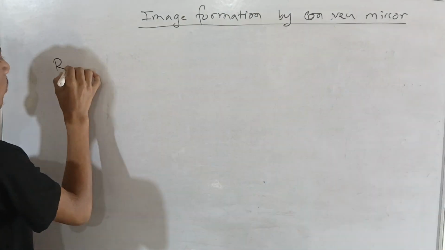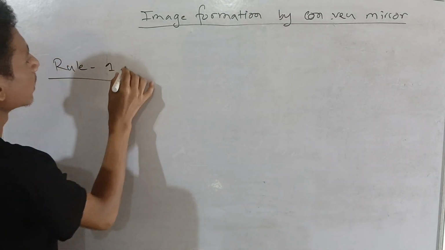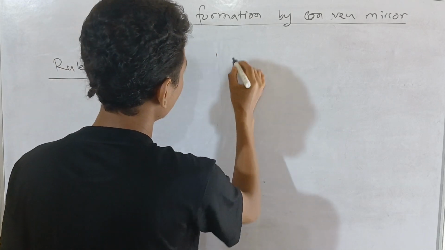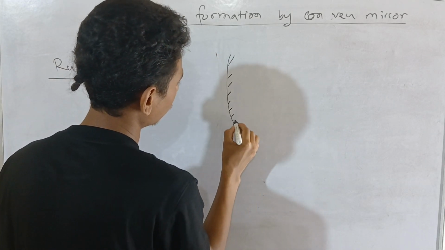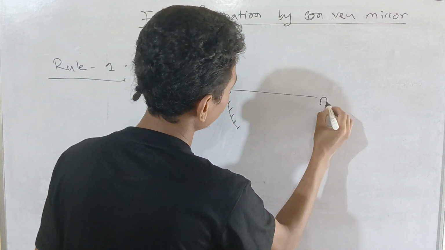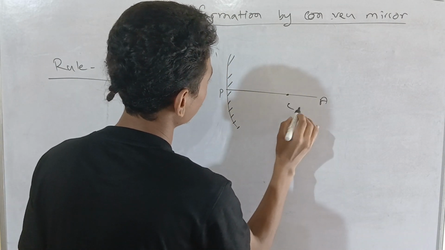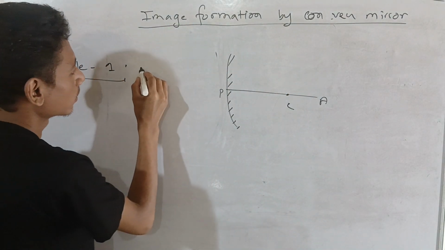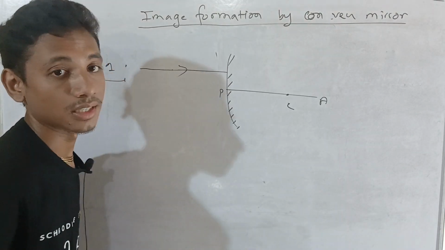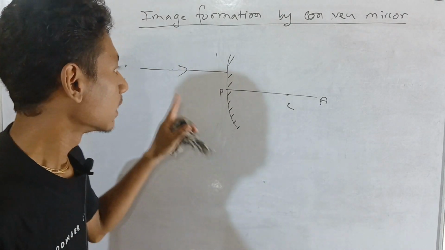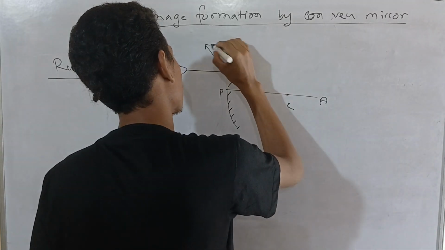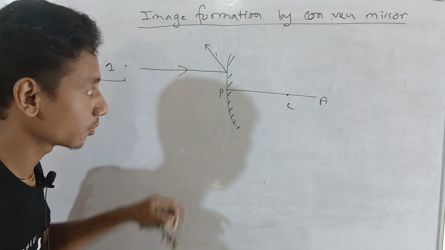Rule number one says that if this is a convex mirror, this is the principal axis, and it is the center line. If any incident ray is parallel to the principal axis, then the reflected ray always passes through the focus point.